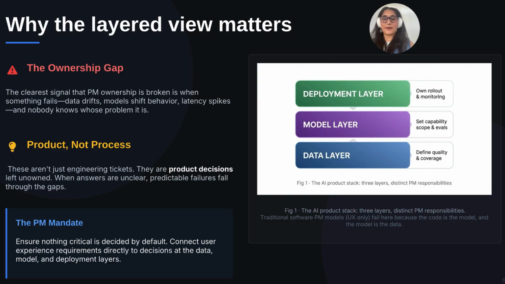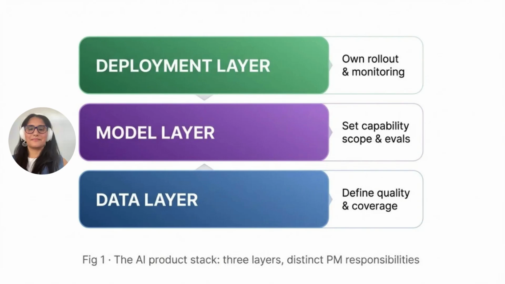Now, looking at this diagram, what you see here is three layers: data, model, and deployment. Each of these has decisions inside it that directly affect the user experience. Let's look at these. A PM focused only on the UX layer is operating on a third of the information. The PM is seeing the outputs, but they are not seeing where those outputs come from.